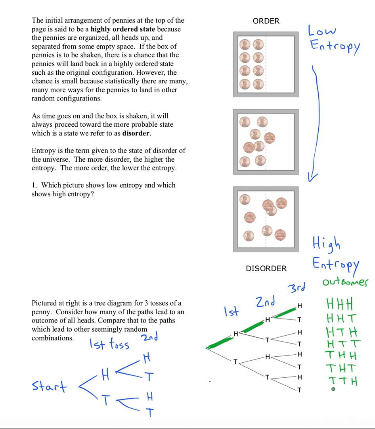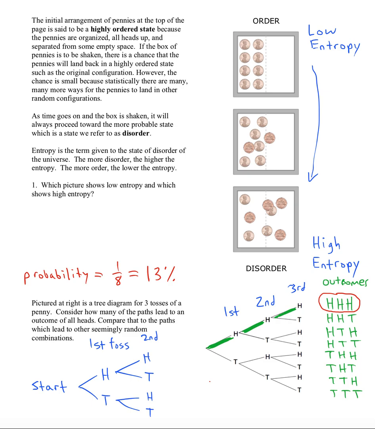What this is supposed to show is that there are many more ways for things to be disordered than there are for them to be ordered. See, here we have all 3 heads in a row. But that is only one case out of 8. So the probability of getting 3 heads in a row on 3 coin tosses is actually just 1 in 8, which is about a 12 or 13% chance.